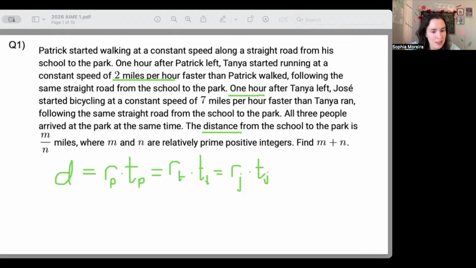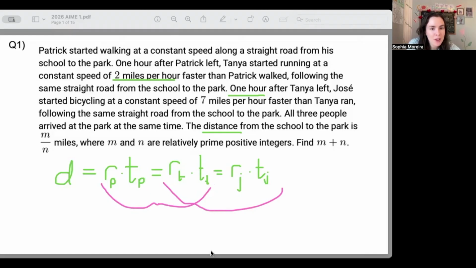Now, what's also nice here in the problem, we are actually given Tanya's information in terms of Patrick's, and then we're given Jose's in terms of Tanya's, which means that we can express Jose's information in terms of Patrick's information. Therefore, we can rewrite all these variables in terms of RP and TP. And once we've done that, I'm just solving this without the subscripts because I can write it all in terms of Patrick's times. Then I make two equations, equation one, equation two. Two equations, two unknowns, solve for the variables. Once you have the rate and the time for Patrick, you can then use that to compute the distance, and that concludes this question.